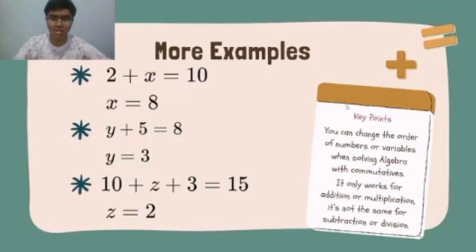Here are some key points. So you can actually change the order of numbers or variables when solving algebra with commutatives. But it only works for addition or multiplication. It's not the same for subtraction or division. Well, we will learn about commutatives or other things like that in the next video.